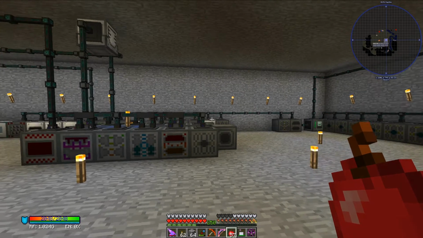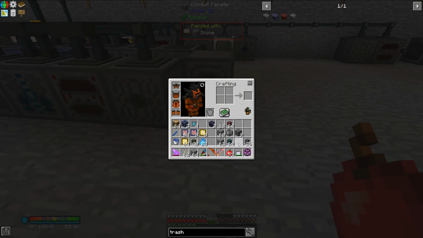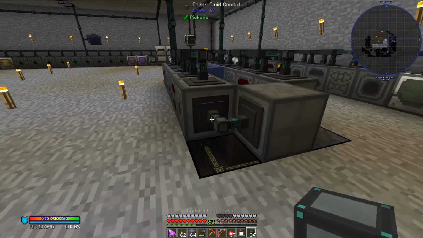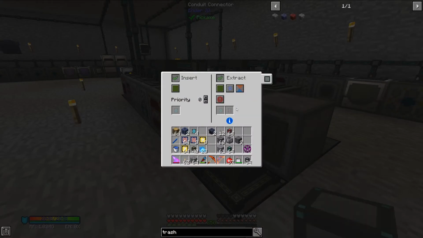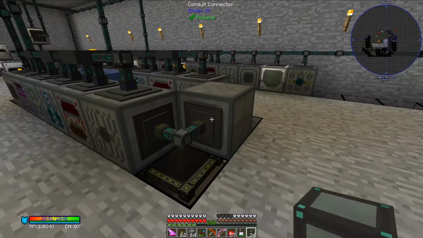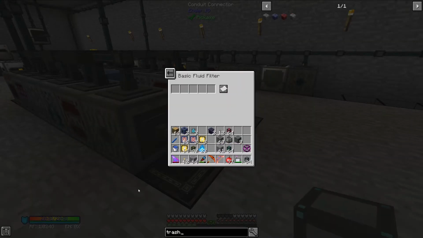So I really should have everything that I need this time around. What we're going to do is set up some ender fluid conduit here, and let's go ahead and place it in this block space right here. I'm actually going to filter on the insert side. So let's throw in a filter here, and this is going to be the molten sodium. So I need to whitelist sodium here.